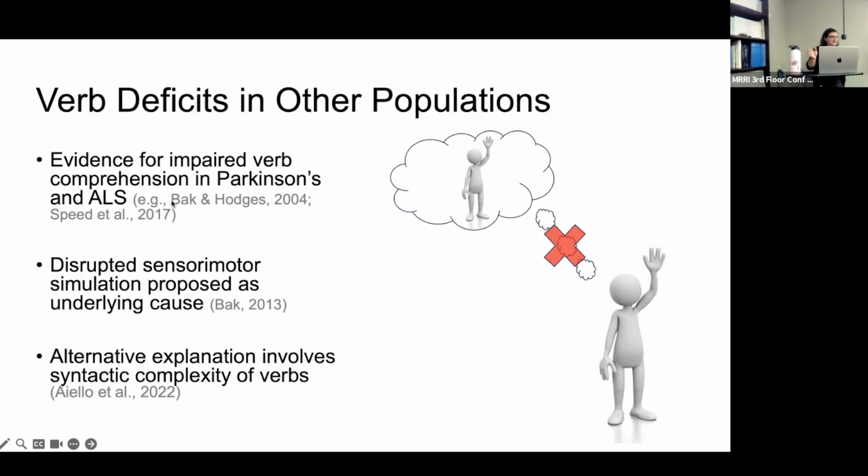Not everybody is a fan of this hypothesis. An alternative explanation involves the syntactic complexity of verbs. They tend to be more central to sentence structure, and therefore they're a bit more difficult to comprehend and retrieve. So the argument is that what we're actually seeing is some executive dysfunction due to disruption of these frontal areas, and that's the explanation for why we see the verb deficits here.